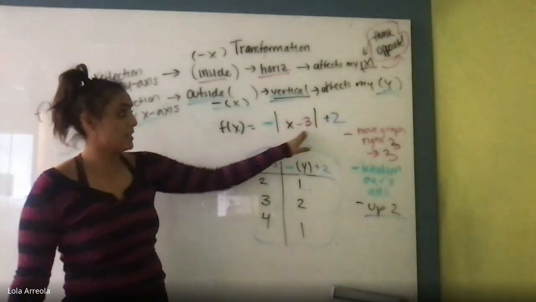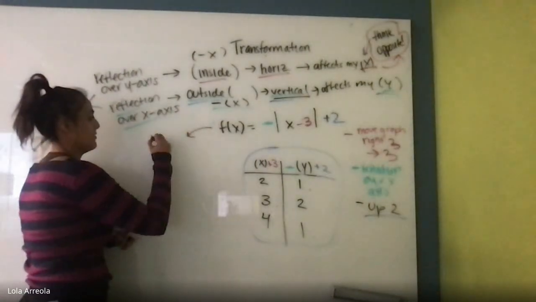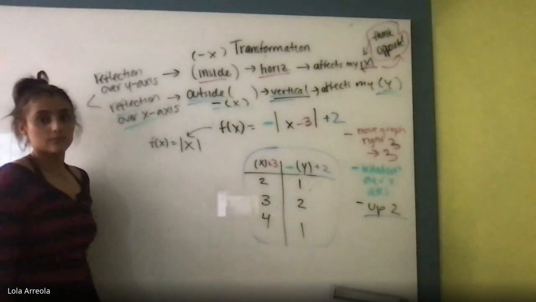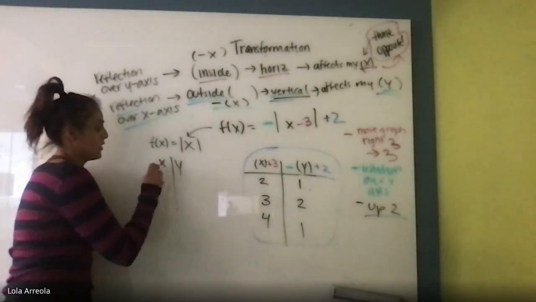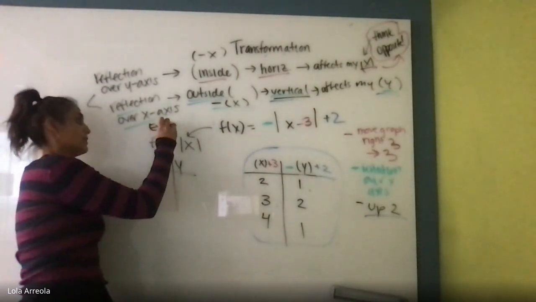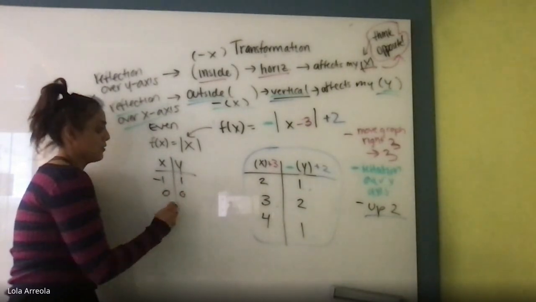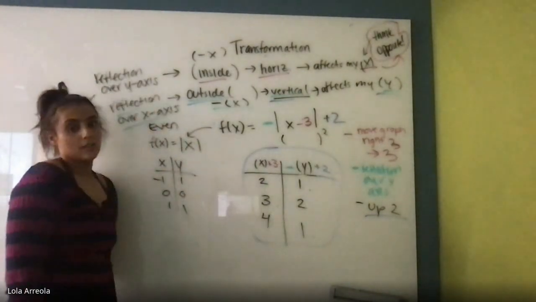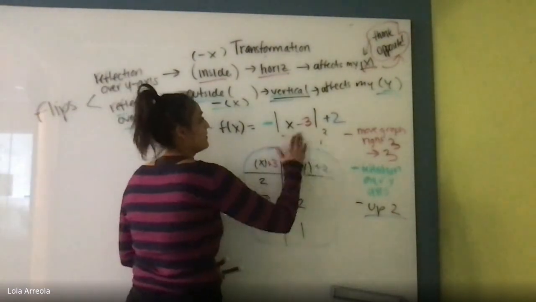Why? Because anything absolute value, what is the basic form of this function? f(x) is equal to absolute value of x. Correct? So what are the key points of an absolute value function? Again, we treat it like an even function. So it has the same points as an even function: (-1, 1), (0, 0), (1, 1). Isn't that what we had initially when we had it with parentheses squared? Yeah, we still have an even function.